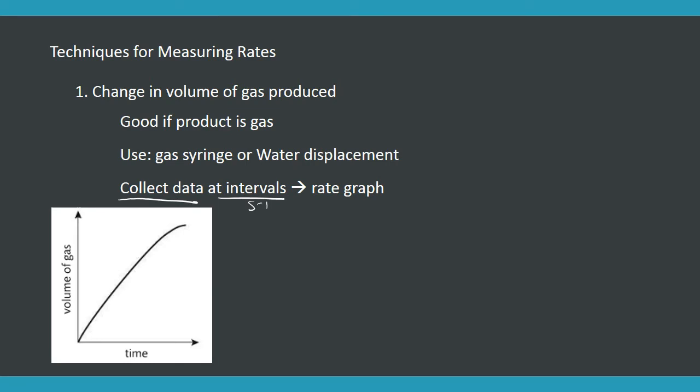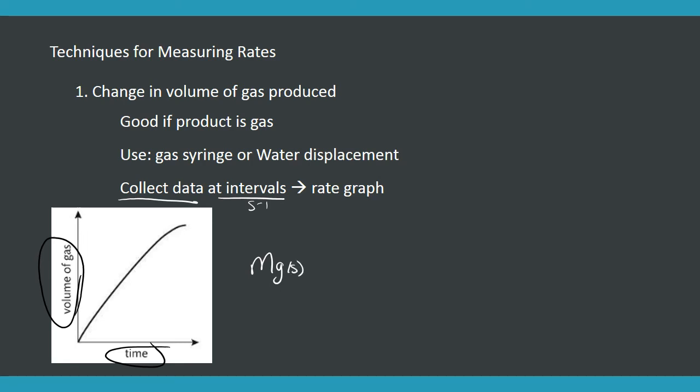Okay? So here is an example of a rate graph. We have our time, and we've got our volume of gas production, right? And depending on how much time we have going on there, we are going to see what that slope looks like. So an example of a reaction that this could occur with would be magnesium.